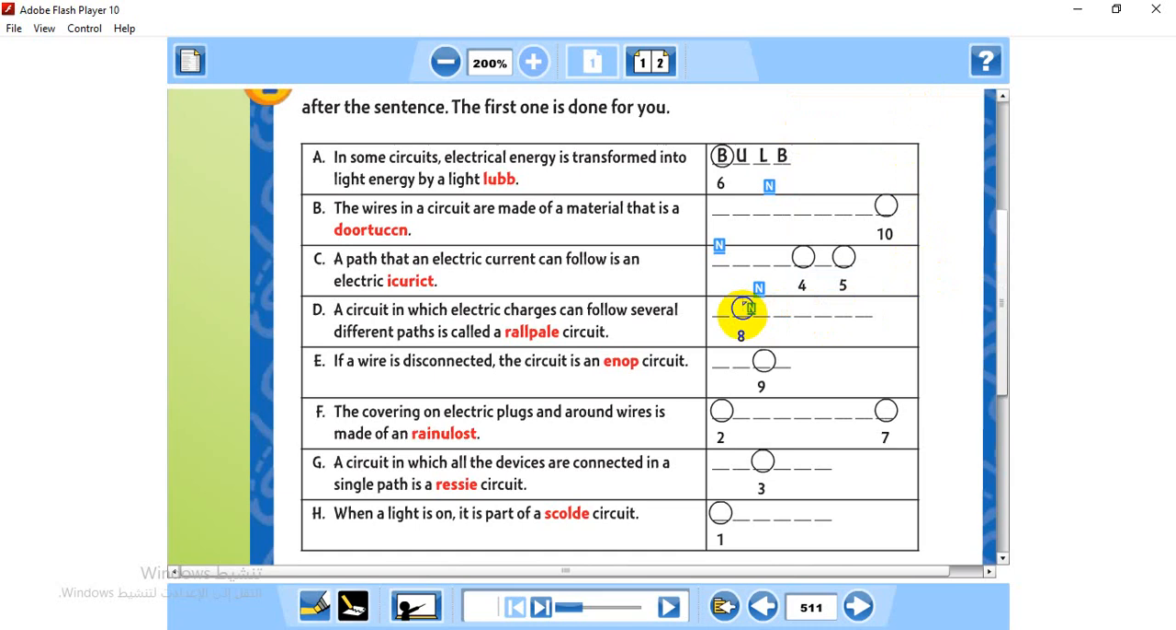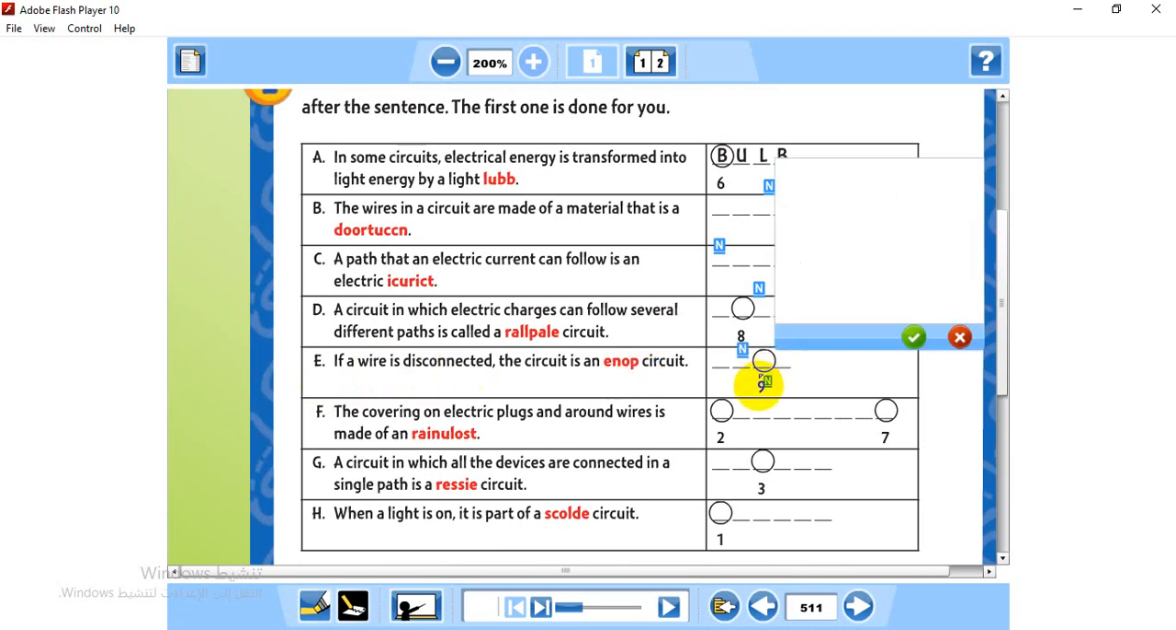Okay, save it. So parallel, in number 8 we have to write parallel, and here I think the letter should be A. Okay, A. Here you have to write A. Okay, let's go to the next definition. If a wire is disconnected, the circuit is what circuit? You have to reorder letters here. Open. So if a wire is disconnected, sure the circuit will be open.